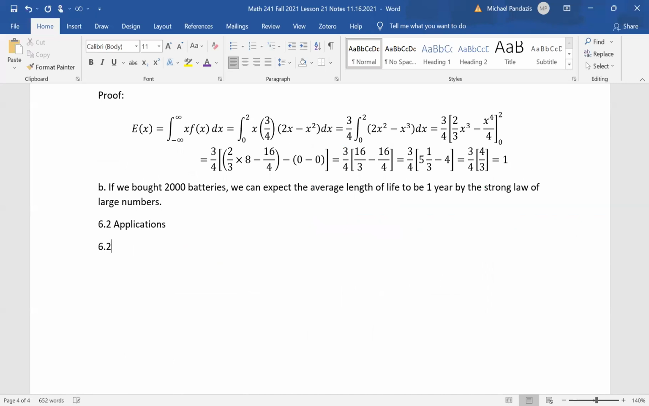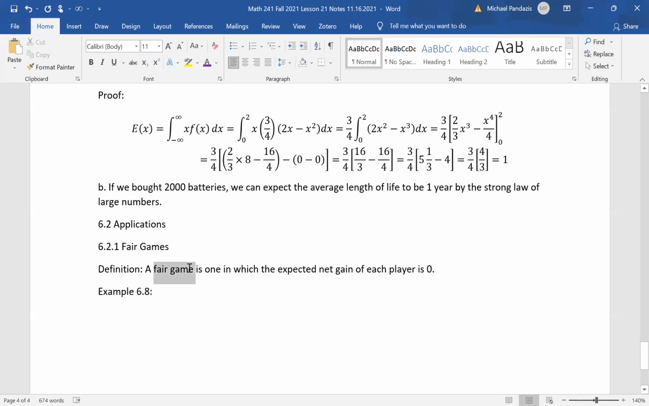Okay, so in 6.2.1, we talk about fair games. So, definition: a fair game is one in which the expected net gain of each player is 0. Meaning in the long run, on average, every player should win a 0 amount. Okay, so that's the definition of a fair game.